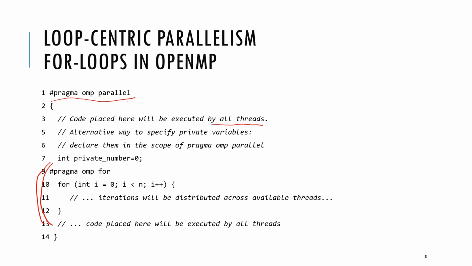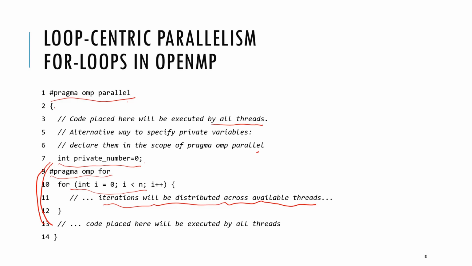Alternatively, it's another way to specify private variables: declare them in the scope of pragma omp parallel. For example, if you want a private number equal to 0, that will be used separately by each thread, we can use this omp parallel scope, and then write the pragma for at this stage. So when you write pragma omp for, this for loop won't be wholly executed by all the threads. No, chunks of it actually, because it's a pragma omp for, iterations will be, as before, distributed across the available threads.